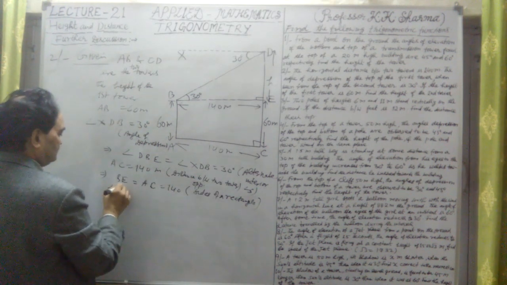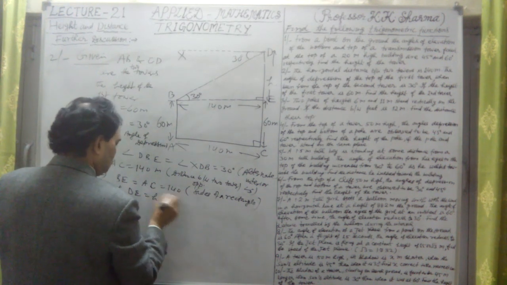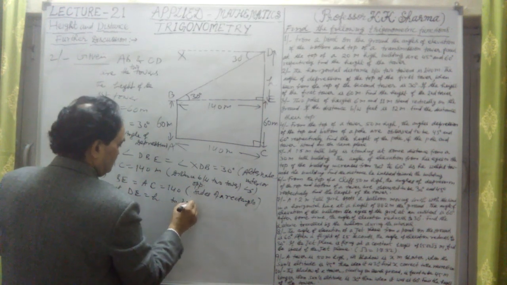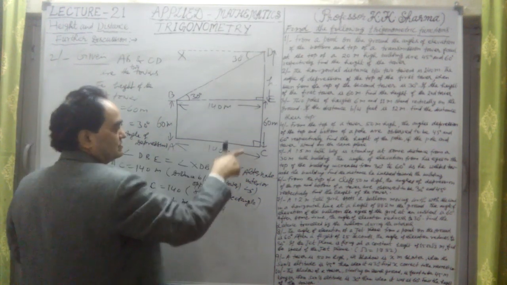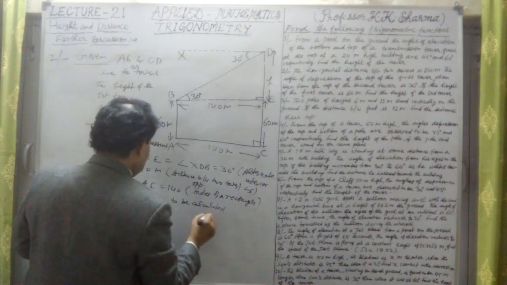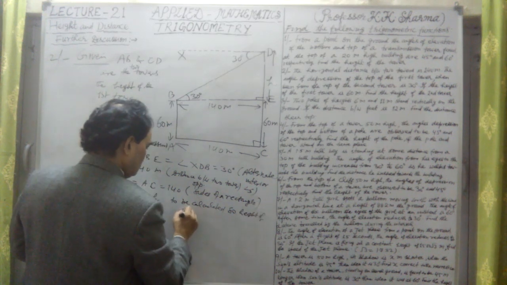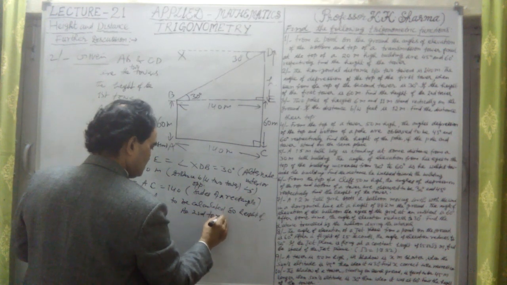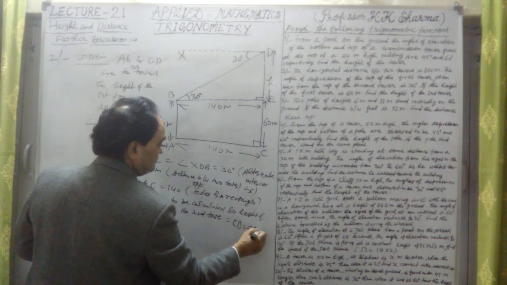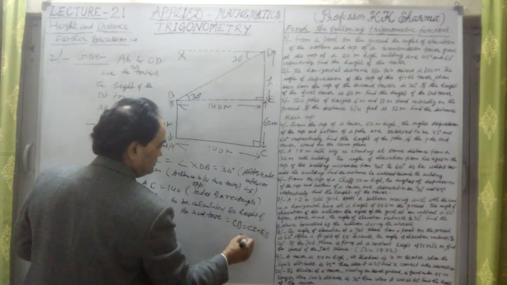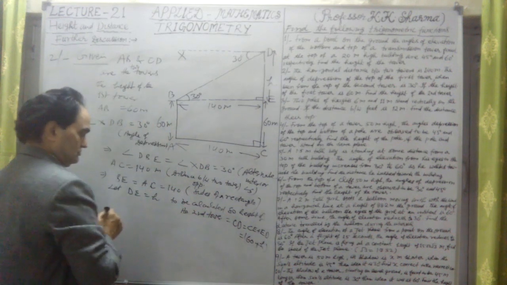Now, let DE equal to H. H is to be calculated. So the height of the second tower will be CD. Height of the second tower is equal to CD. This is equal to CE plus ED, or DE, which is nothing but 60 plus H. 60 plus H is this.